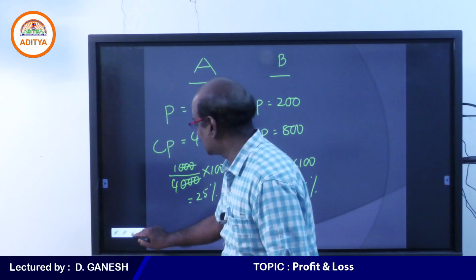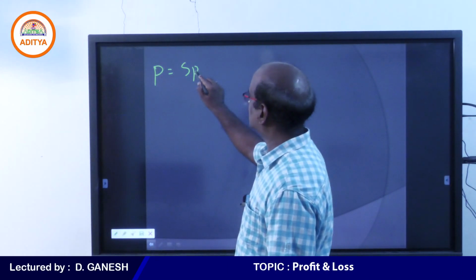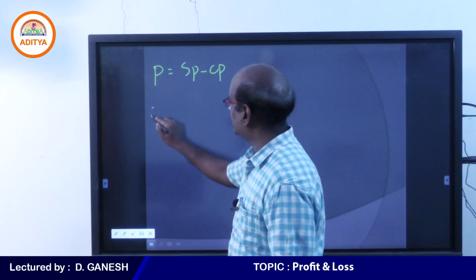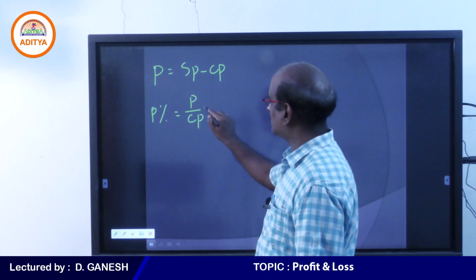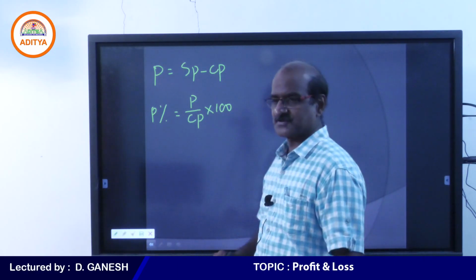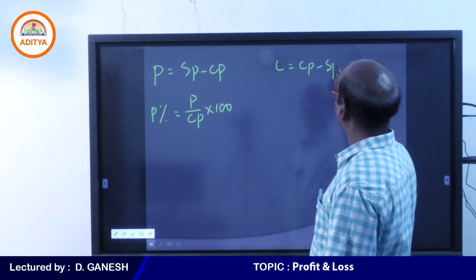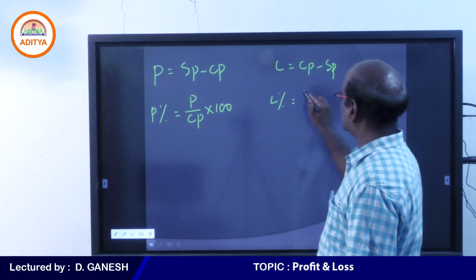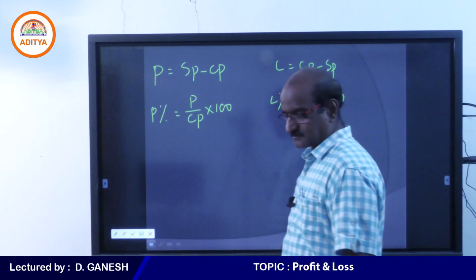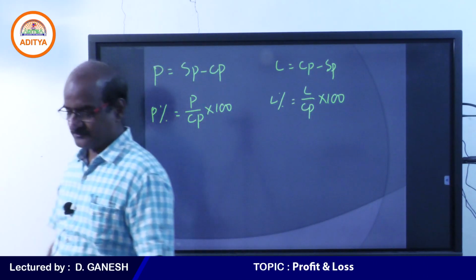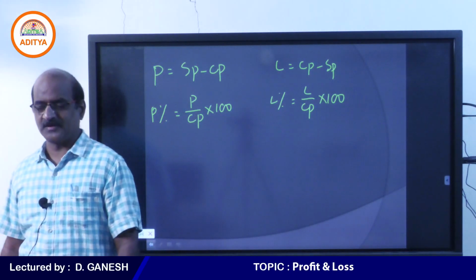Please note down another formula. Profit is equal to SP minus CP. Profit percent is equal to profit by CP into 100. So that is profit percent. Loss is equal to CP minus SP. Loss percent is equal to loss by CP into 100. I hope you understand this. So profit is different from profit percent.